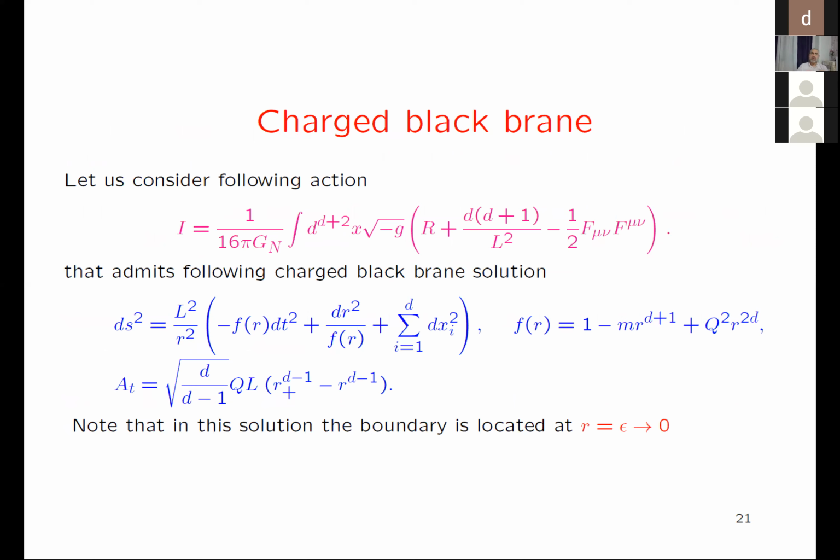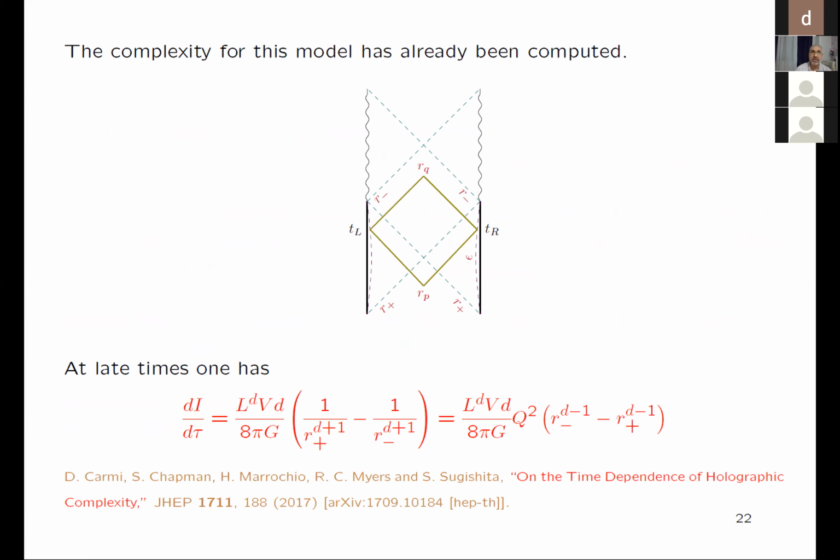Let's redo the same computation for the charged black hole to see what's happening. For the charged black hole, we start from Einstein gravity coupled to some gauge field. For this solution, we want to compute the corresponding complexity. Actually, the complexity for this model has already been computed in the literature. We have this Penrose diagram, and this is the relevant patch.